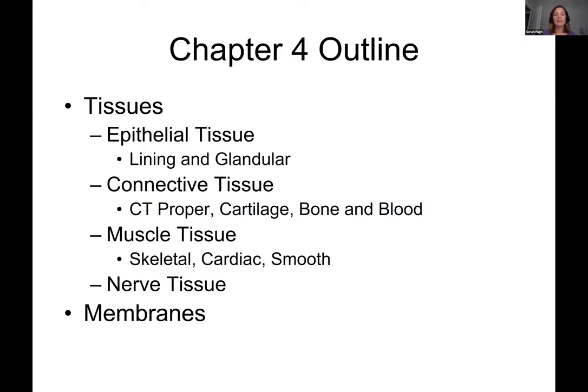So really what we're going to be working with today, there are 4 main kinds of tissues in the human body. There is epithelial tissue. Epithelial tissue is always a covering or a lining. So as a covering, it would be like your skin. And lining, it would be like lining the inside of your mouth, lining the inside of your digestive tract.